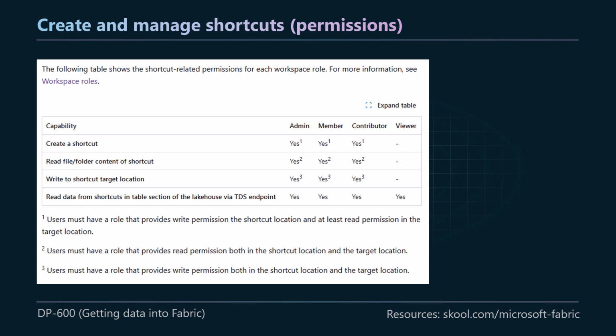So what I've done is I've just copied the documentation piece here, and I'll link to this in the school community, as always. So what this table is showing is the shortcut related permissions for each workspace role. So starting at the top there, we've got creating a shortcut.